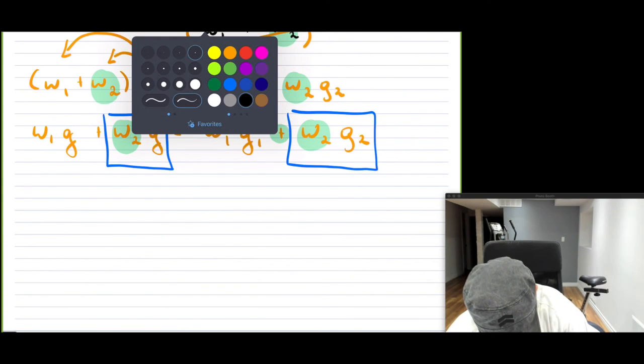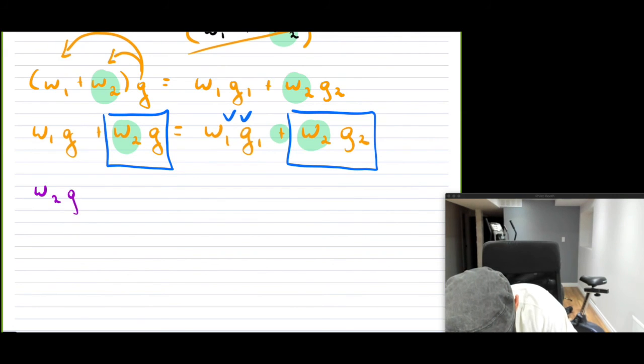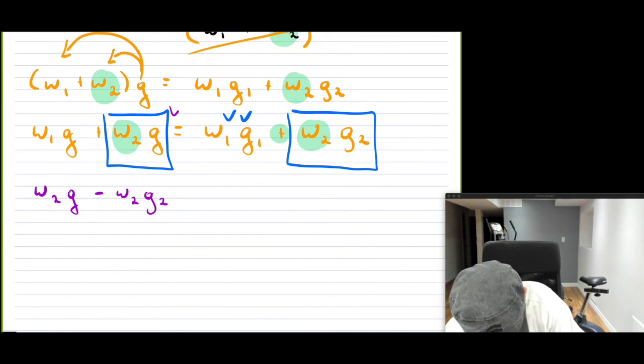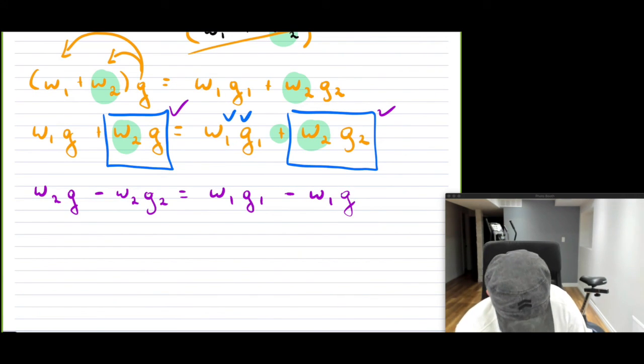Okay, so we will have, let me just switch color here for just a second. So I will have W2G minus W2G2. So that's these two guys. And then W1G1 minus W1G. All right, so that's what I would have on the right hand side.